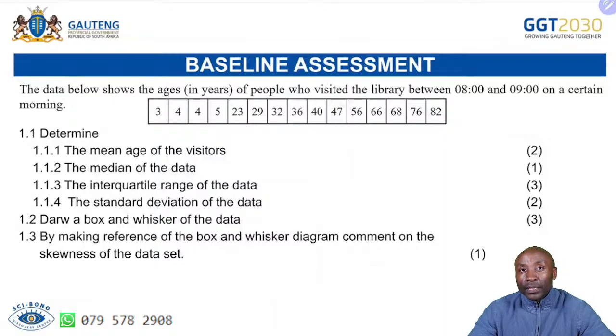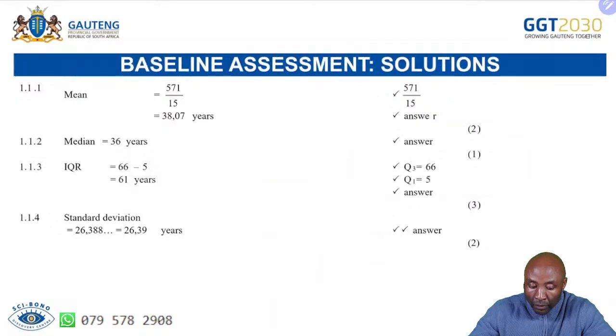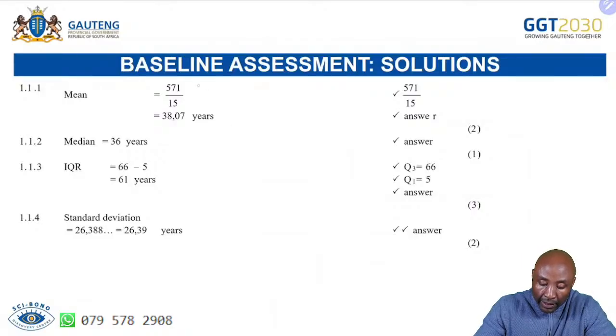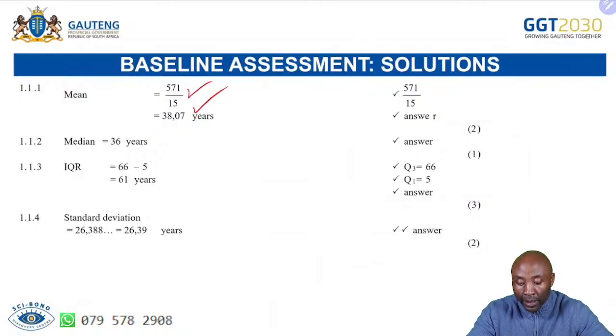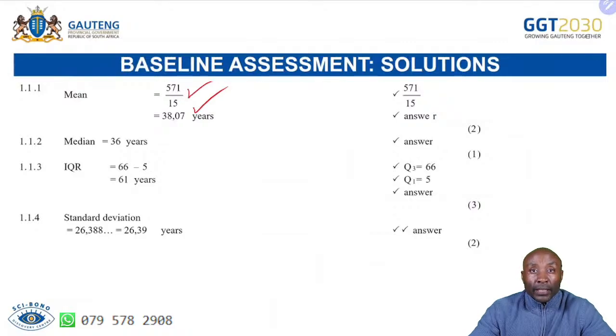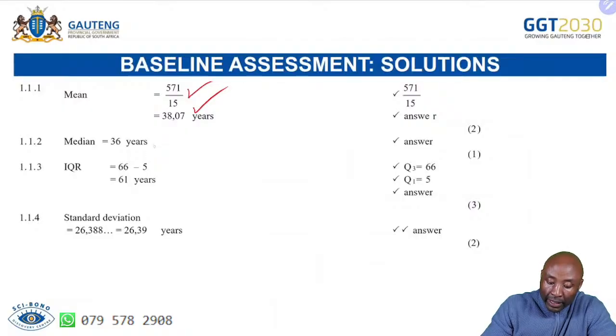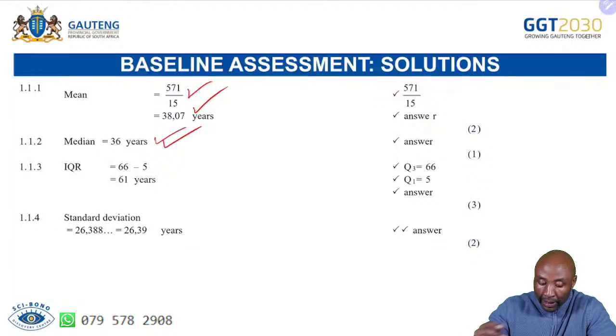It is the sum of all data items divided by the number of data items. So we got our mean as 38.07 years. Now you awarded a mark there, but if you gave the answer only and it's correct, you get your 2 marks there. Our median, our data is already arranged in ascending order. It is the middlemost position, and we'll get our median as 36 years. We get 2 marks there.